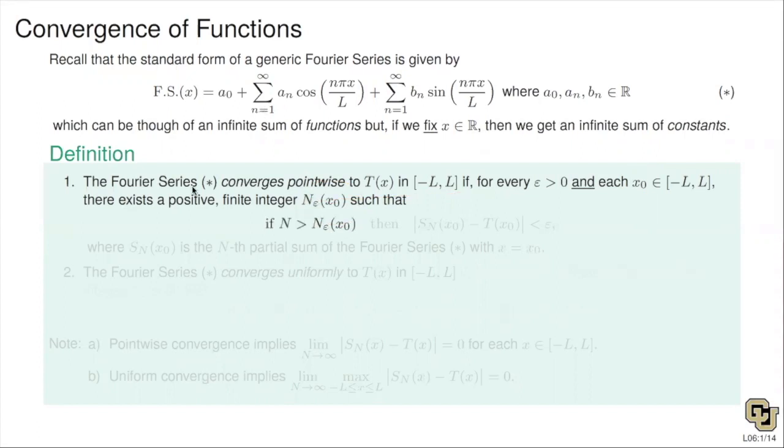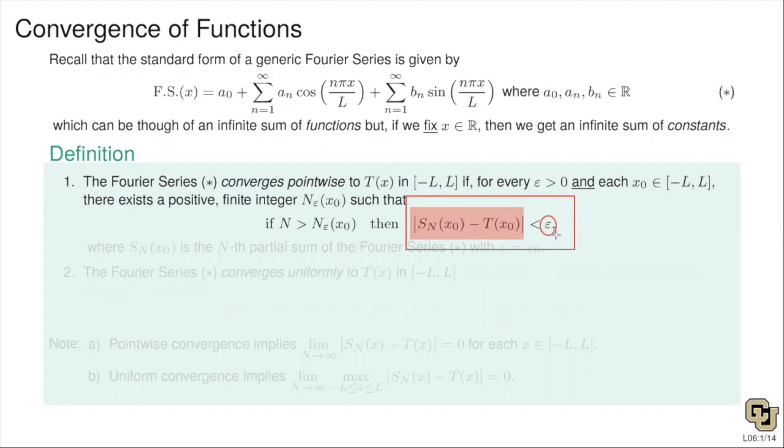So pointwise convergence says if we're sending a limit, we're sending n to infinity. If the number n that we're sending to infinity is bigger than this specific integer, N sub epsilon, which goes with our choice of tolerance and our choice of location, then our partial sum will be within the tolerance of the target. So here, you should see this as a distance statement. This is saying the distance between the partial series and the target is less than this tolerance epsilon.